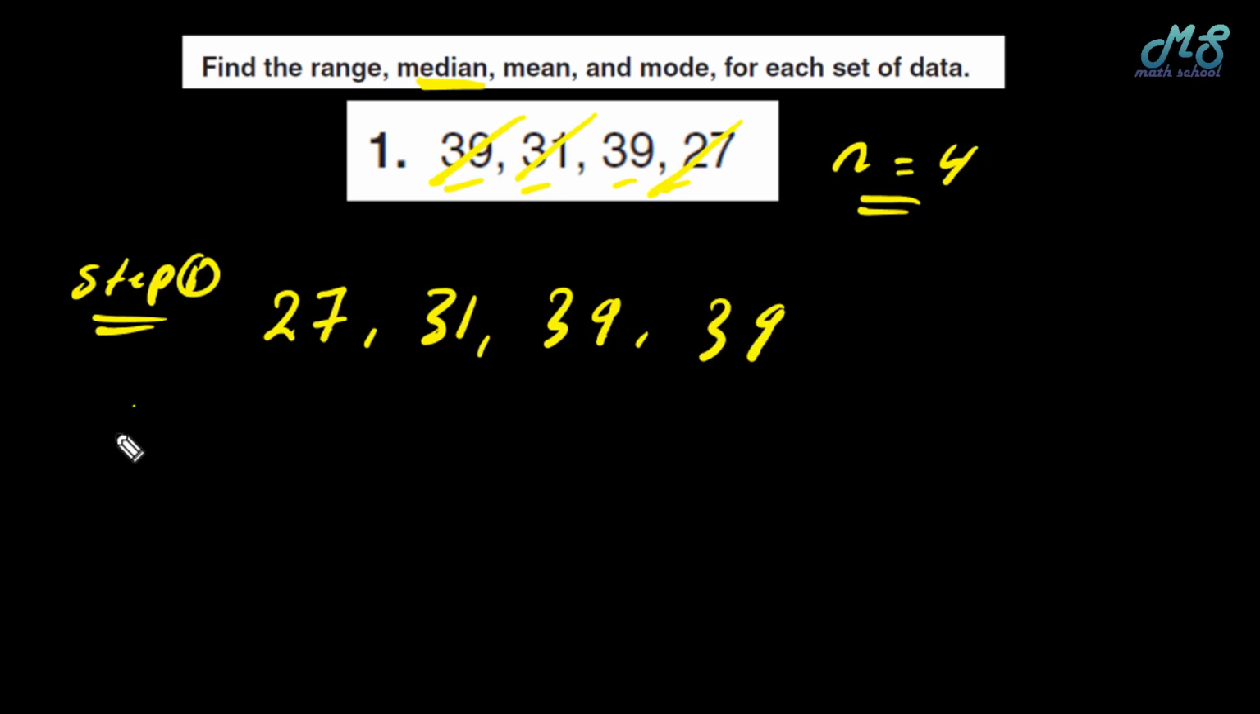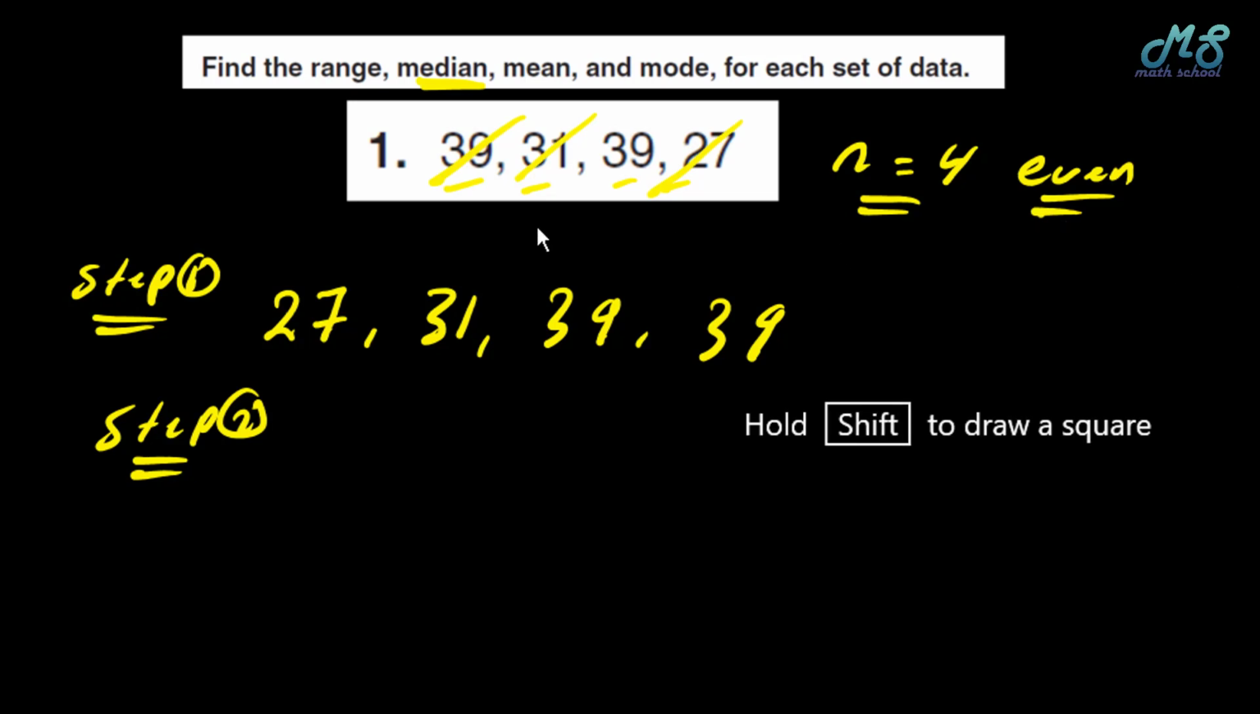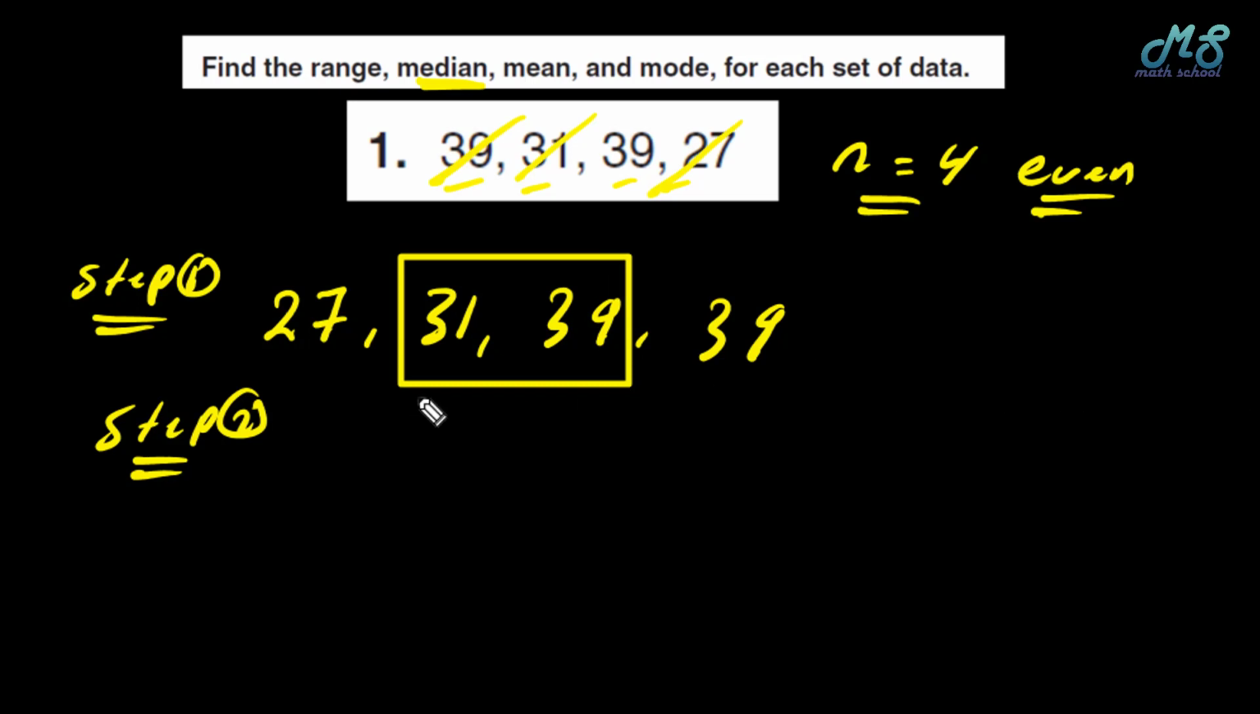Now step 2, how can we find the median? To find the median, number of values is equal to 4. 4 is an even number. So you have to determine the two middle numbers. The two middle numbers, guys, are what? Yes, they are 31 and 39. Just add the two values, then divide it by 2 to find the value of the median.